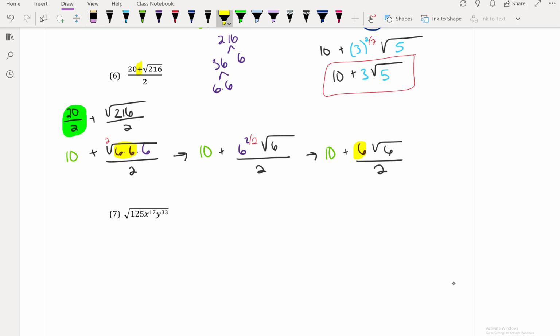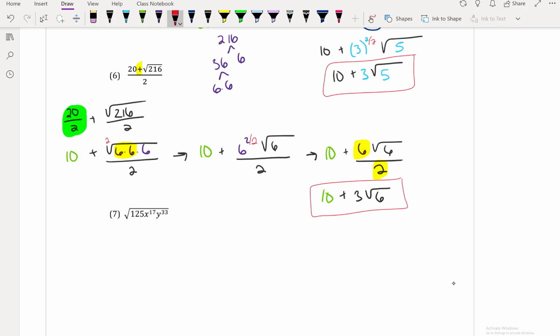But now I can have 6 divided by 2. So I'm going to have 10 plus, and 6 divided by 2 is 3. And I still have my square root of 6. So my final answer is going to be 10 plus 3 square root 6. So that's kind of the game, right? Is try to rewrite the radicand as much as possible so that it has a power that's divisible by the index, and then simplify as much as possible.